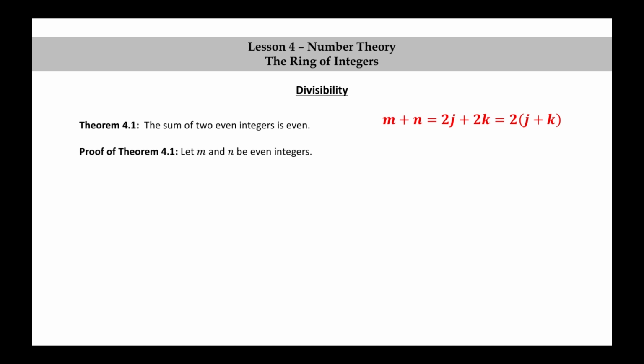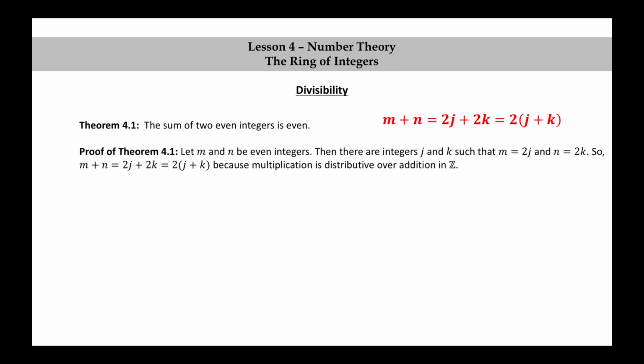Our opening statement is let m and n be even integers. Now we use the definition of even. Then there are integers j and k such that m is equal to 2j and n is equal to 2k. So m plus n is 2j plus 2k by direct substitution, which is equal to 2 times (j plus k), because multiplication is distributive over addition in the set of integers. Since the set of integers is closed under addition, j plus k is an integer. Therefore, m plus n is even.